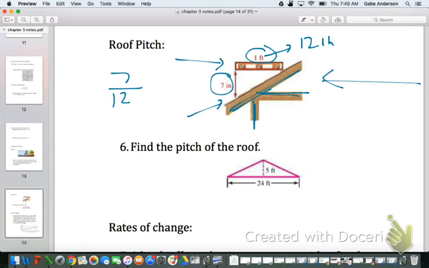So if you guys could try to take that principle with number 6 right there. It's not as sophisticated of a drawing. It's just a little red triangle, I guess. But if you could try to find the pitch of that roof, let's see what we do with this. Using slope to find the pitch of a roof. Okay, Christiana, what did you come up with for the pitch of the roof on number 6?